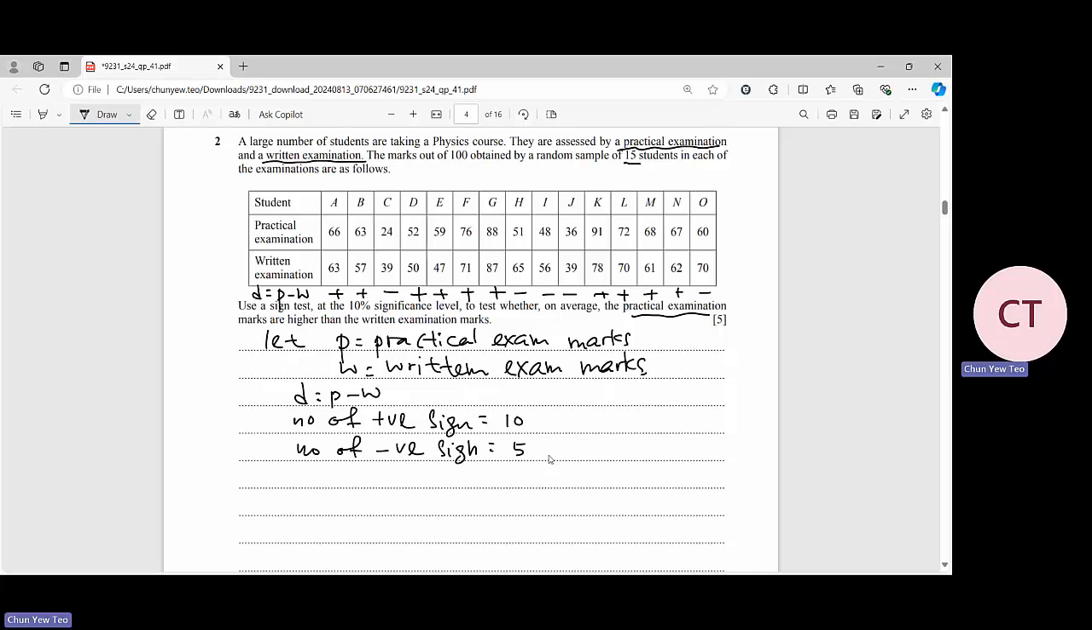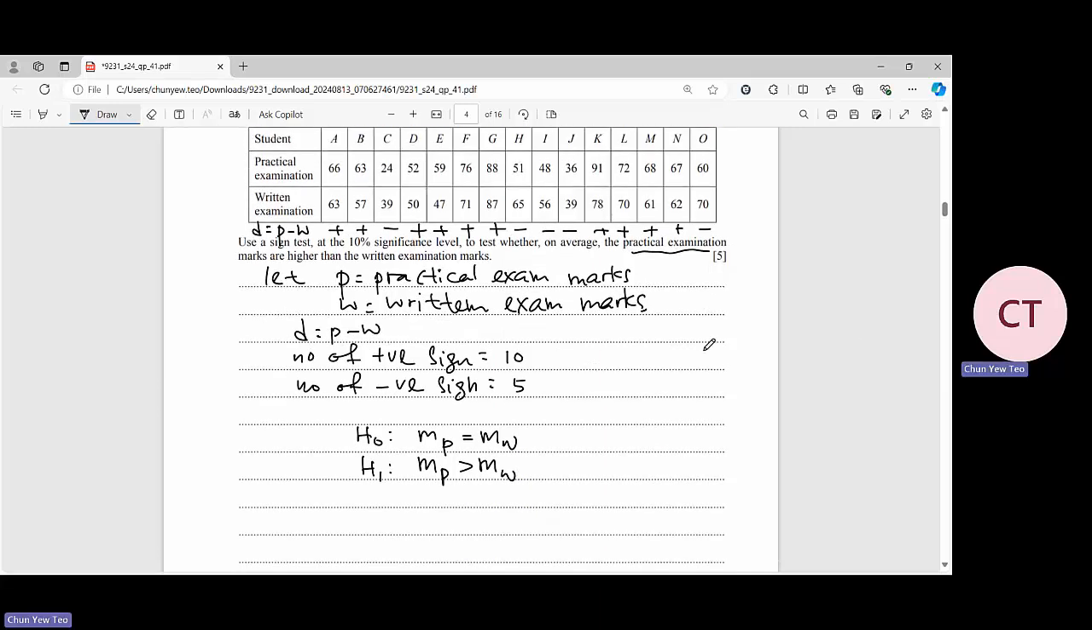Now we are ready to do the hypothesis test. First of all, your null hypothesis and your alternative hypothesis. We are considering that overall, on average, the practical exam marks are higher. That means the median. The null hypothesis is that the median of the practical marks is equal to the median of the written exam marks, and the alternative is that the median of the practical marks is higher than the median of the written exam marks. So this one is a right tail test.